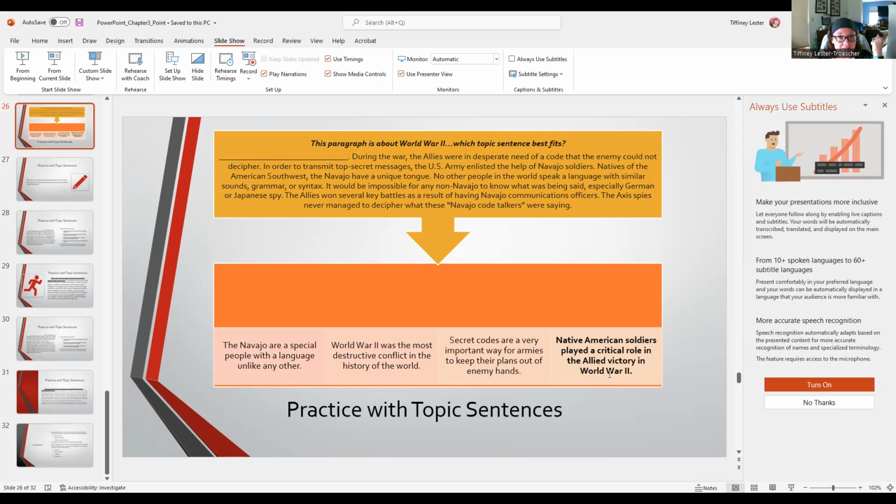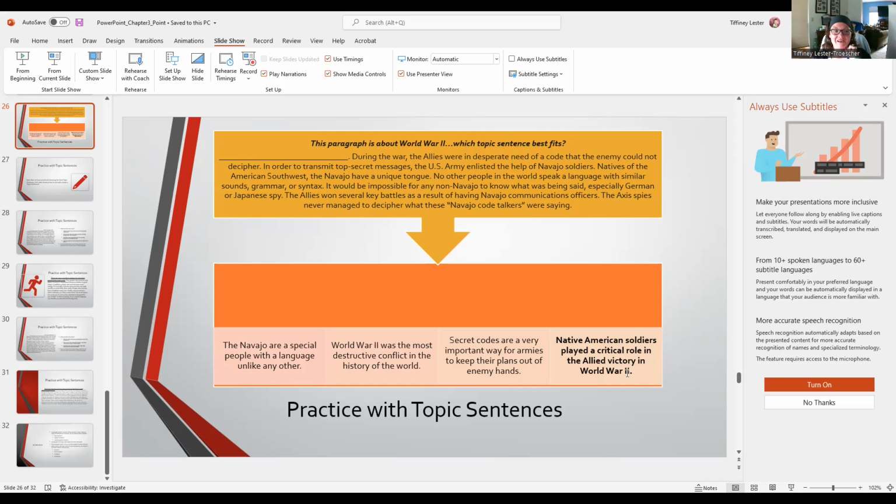That's the topic sentence. It does not have to say Navajo specifically. We learn very early in the paragraph that we're talking about Navajo specifically. We don't have to know specifically what that critical role was. That gets explained in the rest of the paragraph. You know, an Allied victory in World War II, that tells us the context of this. So that's the correct topic sentence because it hits on every element of the paragraph. It encapsulates the whole thing.